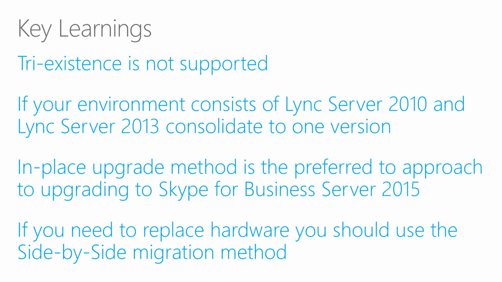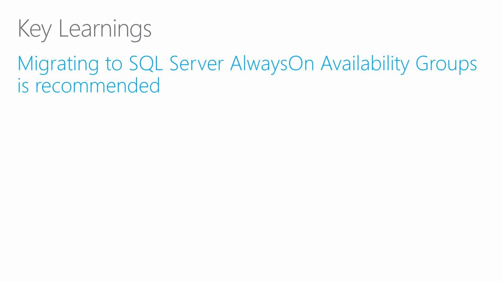The following are a list of key learnings that you should take away from this session. Coexistence is not supported. If your environment consists of Lync Server 2010 and Lync Server 2013, you should consolidate to one version. In-place upgrade is the preferred approach to upgrading to Skype for Business Server 2015. If you need to replace hardware, you should use the side-by-side migration method. Migrating to SQL Server AlwaysOn availability groups is recommended.